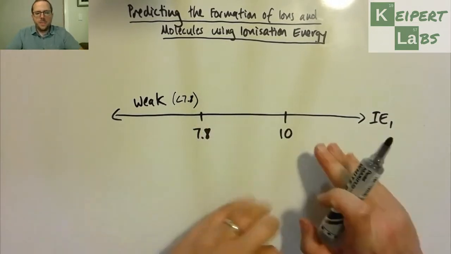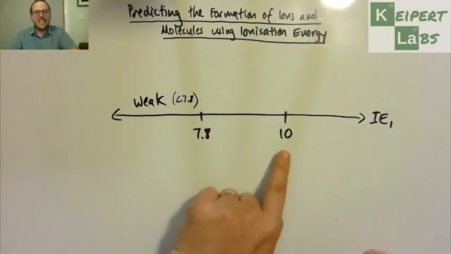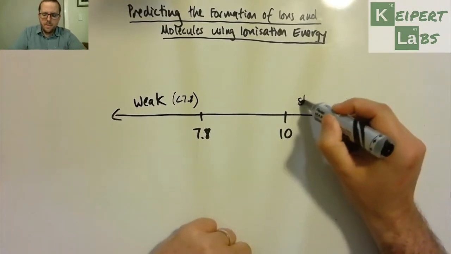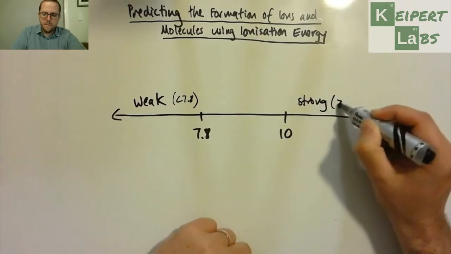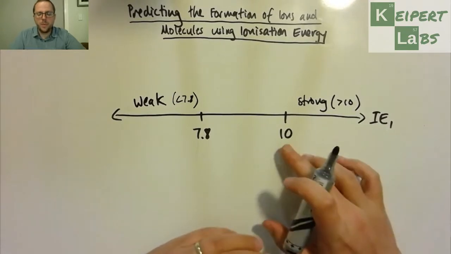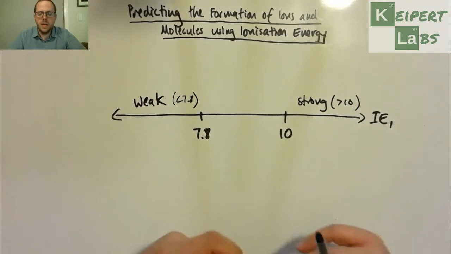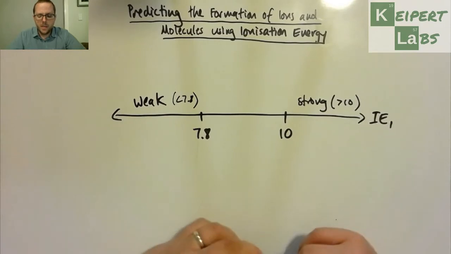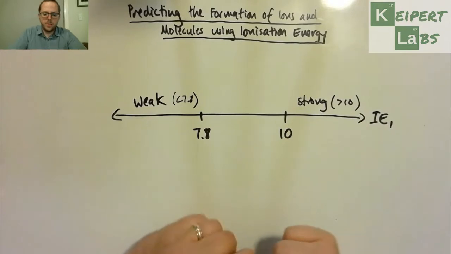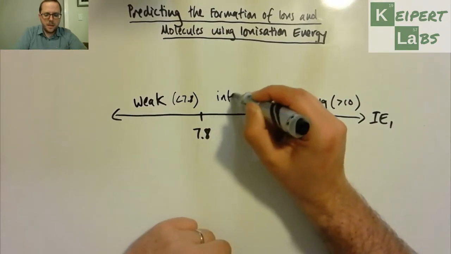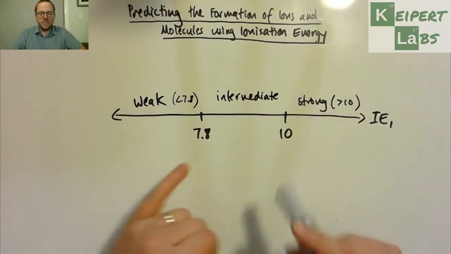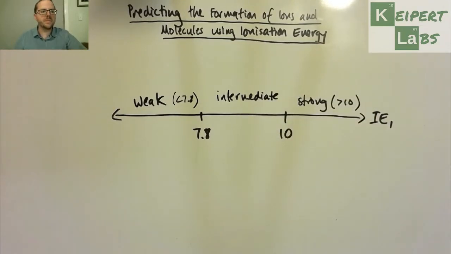If we look at the other end of the spectrum, if we see a first ionisation energy of greater than 10, then we would say that is a strong attraction. That might be 25 or it might be 12, but if it's above 10, we would consider that to be a strong attraction of those electrons to that atom. Then in the middle, if it's not weak and it's not strong, it's somewhere in between, so we would define that as intermediate, in between these markers of 7.8 and 10.